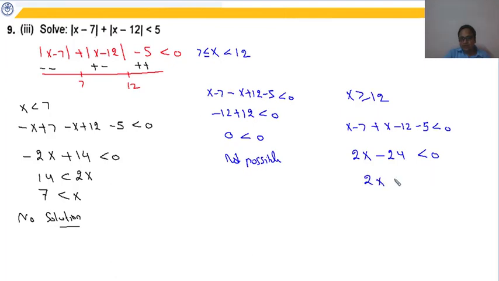So 2x is less than 24. We take 24 to the right hand side, so x is less than 12. Again we are getting a contradiction. We are assuming x greater than or equal to 12 but it is giving x less than 12. So no solution in this case also. So we are not getting any possible values of x. In all, we say no solution exists for x.